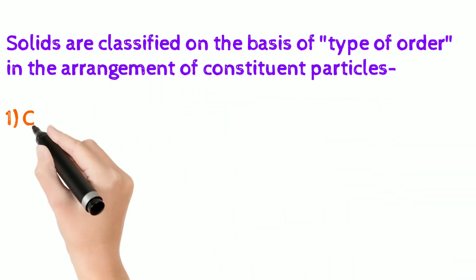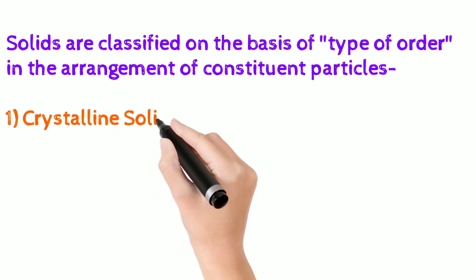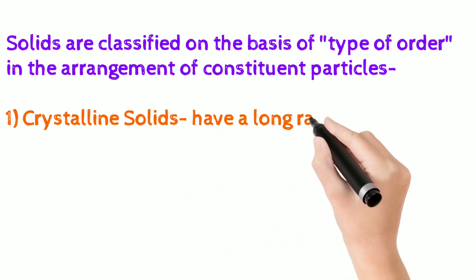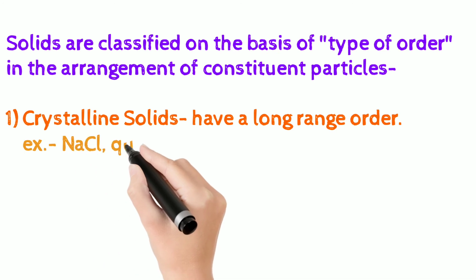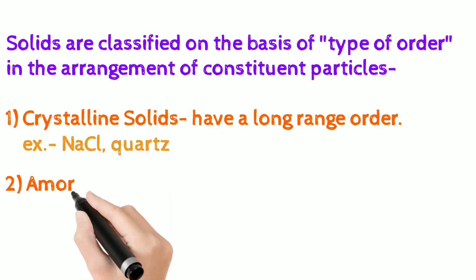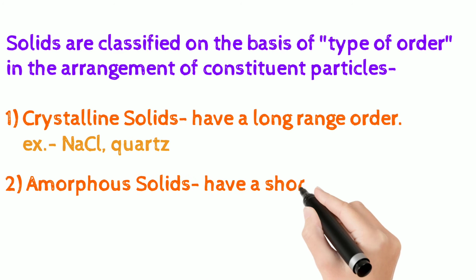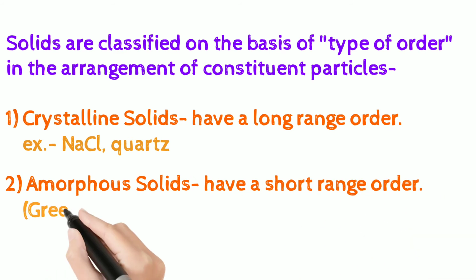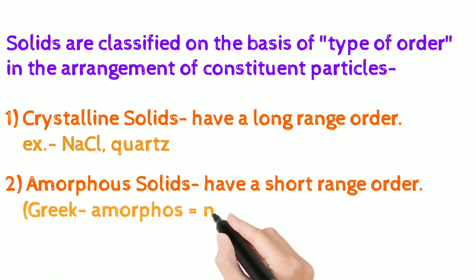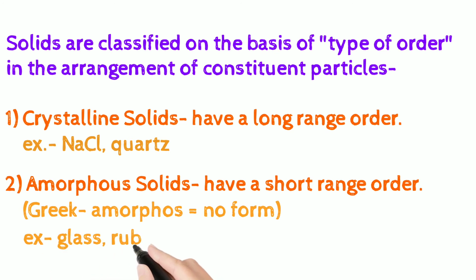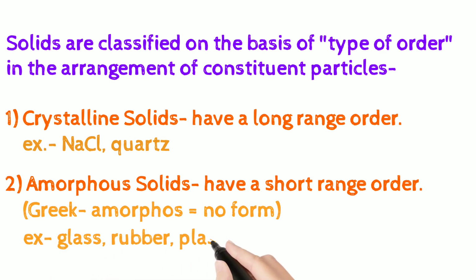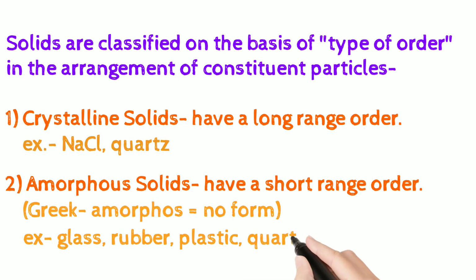Now, solids are classified on the basis of type of order in the arrangement of their constituent particles as the crystalline solids and amorphous solids. Crystalline solids, of course, they have a long range order. For example, sodium chloride and quartz. Amorphous solids, those having a short range order, are placed under amorphous. Please note that in Greek, amorphous means no form. Here are certain examples of amorphous solids as glass, rubber, plastic, quartz glass, etc.